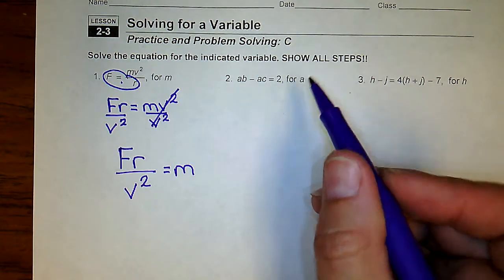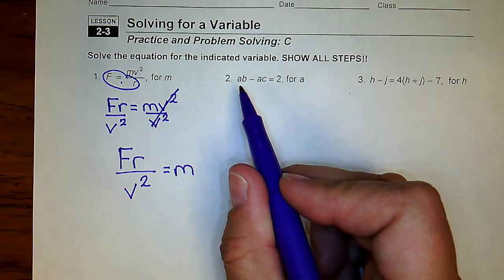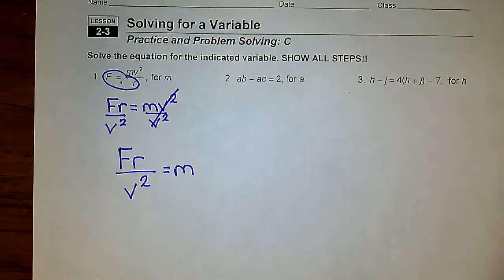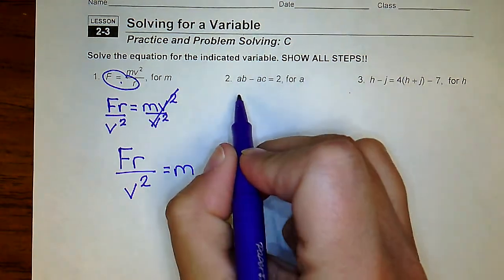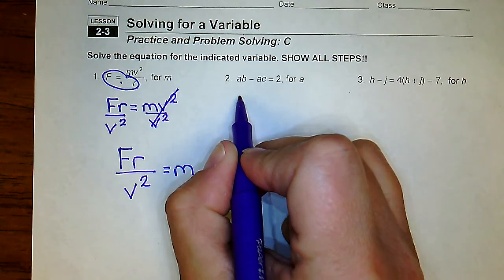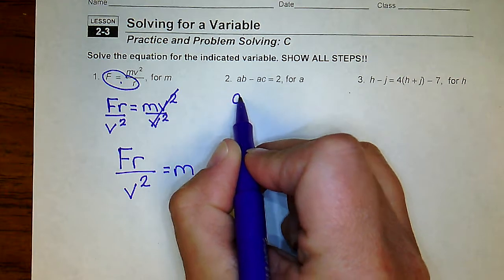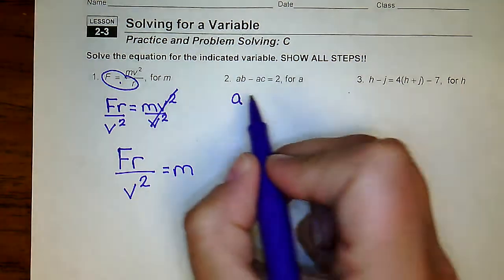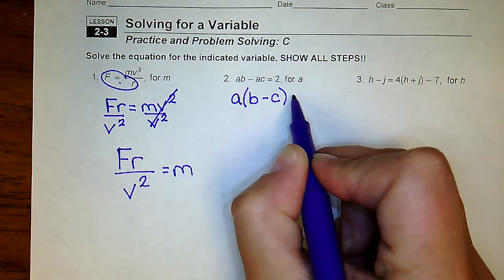Number two can be a little bit trickier because it's asking us to solve for a. The problem that we encounter here is that I have two terms that both have an a, neither of them being like terms because one has a b and the other has a c. So we have to factor this problem to begin with. So when I factor, I'm taking out the a because that's what's in common between both of those terms. And then inside my parentheses, I write what I have left over.